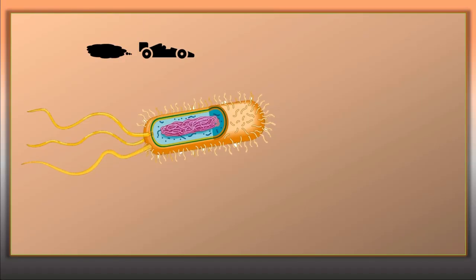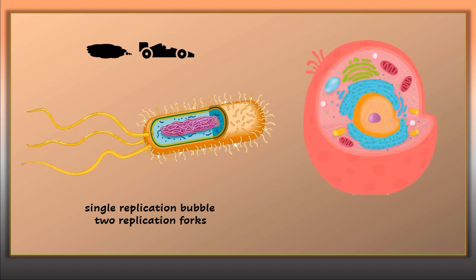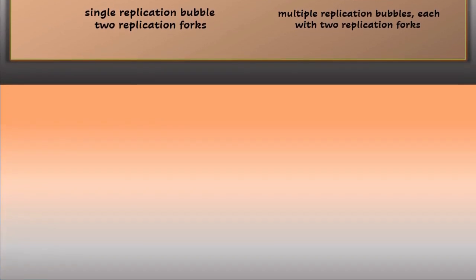DNA replication occurs at relatively rapid rates in eukaryotes as compared to prokaryotes. Prokaryotes generally have a single replication bubble on their single circular chromosome. This replication bubble has two replication forks. By contrast, the chromosomes of eukaryotes have a linear structure, so multiple replication bubbles, each with two replication forks, open on a single chromosome, speeding up replication.